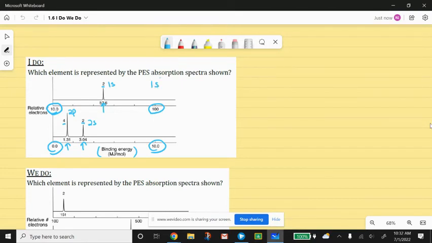We have 2 electrons in the 1s sublevel. Those are the ones that have the highest binding energy. And then in the second energy level, we have 2 electrons in the 2s sublevel, and it looks like we have 4 electrons in the 2p sublevel. That is the electron configuration for oxygen.